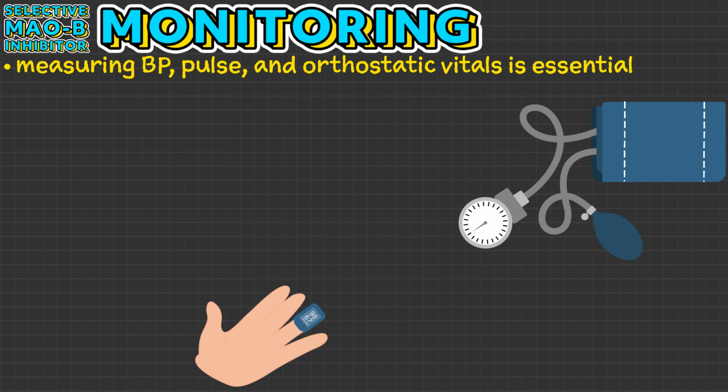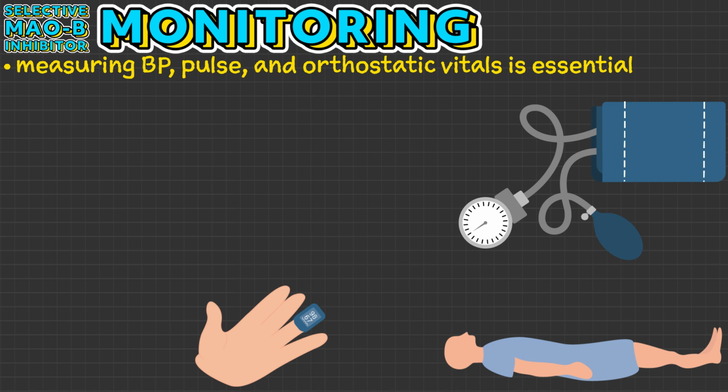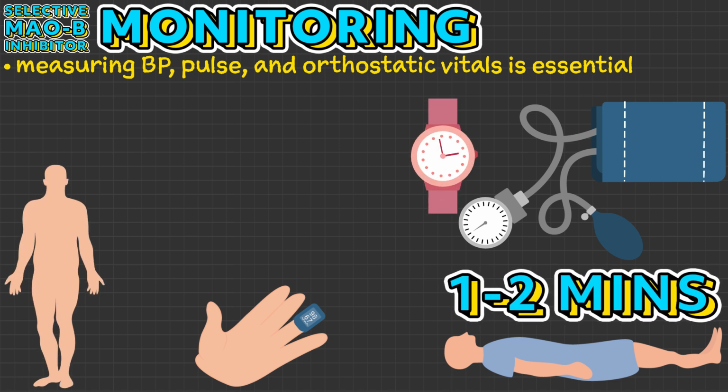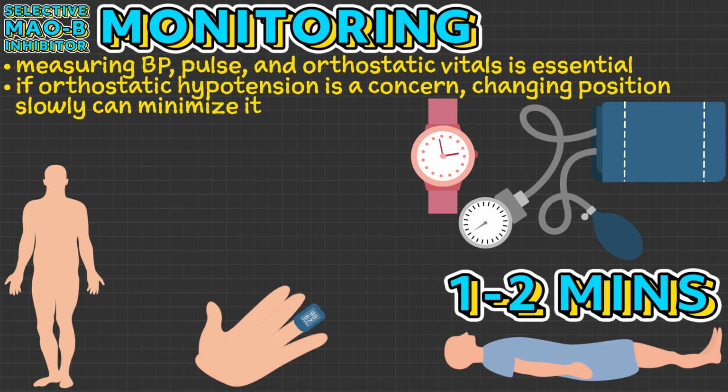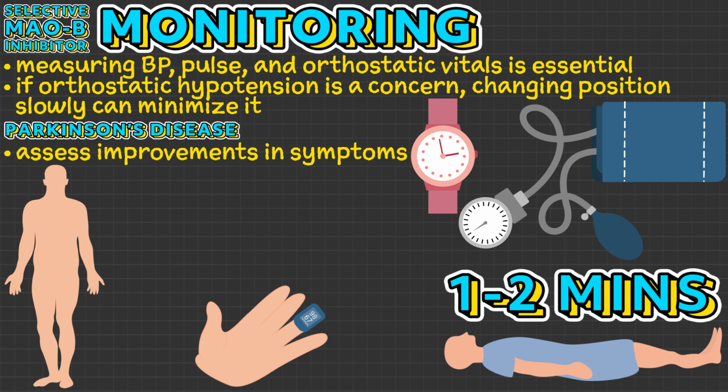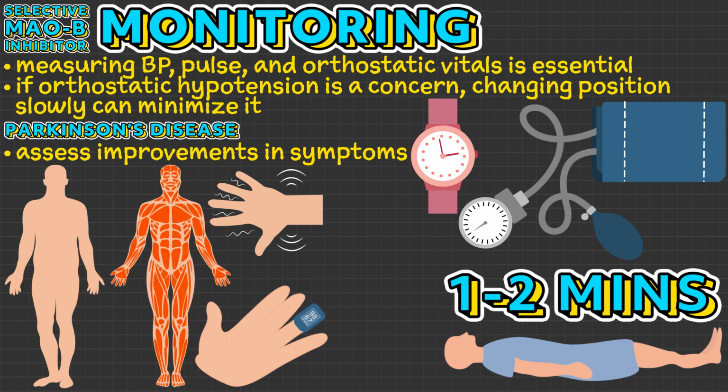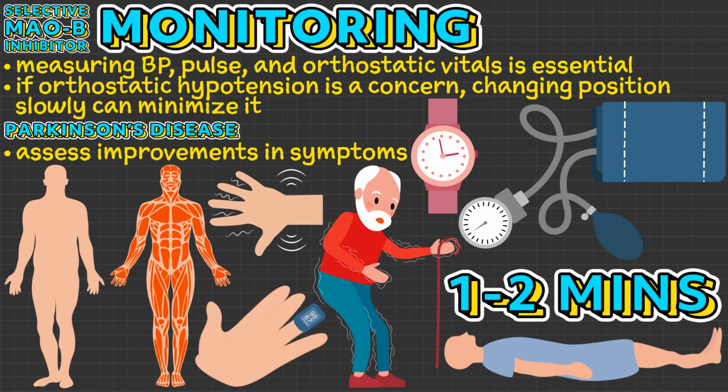Measuring orthostatic vitals involves measuring blood pressure and pulse, first while lying down, and then again after standing for 1 to 2 minutes. If orthostatic hypotension is a concern, changing position slowly can minimize it. If this medication is prescribed for Parkinson's disease, improvements in motor symptoms, such as tremors, muscle weakness and rigidity, and ataxic gait, should additionally be monitored.